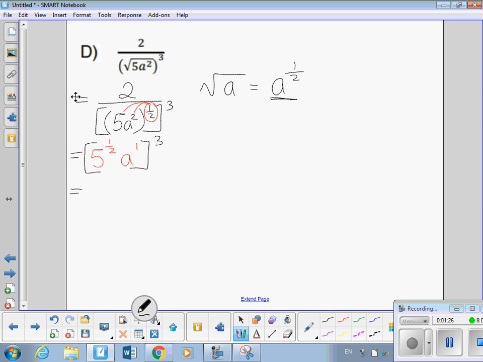So I end up with 5 to the power of, remember, everything has to be multiplied by the 3 halves, and a 1 times 3 is 3. So I'd be happy if you could get it to that.